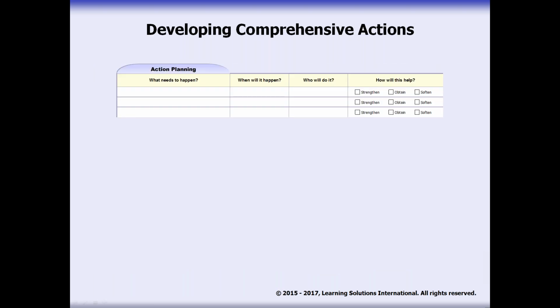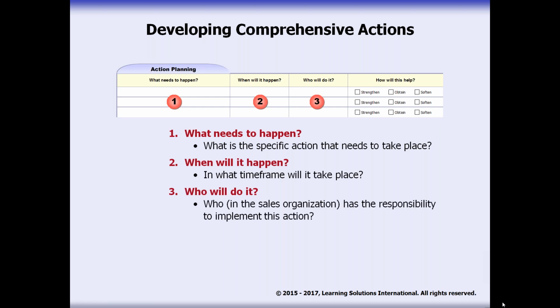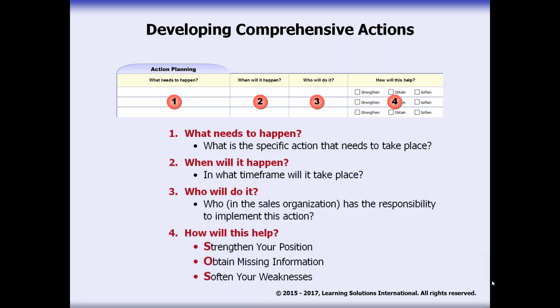Lastly, we're going to talk about developing comprehensive actions. And the actions really have a number of different parts to them. What needs to happen? What's the specific action that needs to take place? When will it happen? Who will do it? Who in the sales organization has the responsibility to implement this? And how will this either strengthen our position, obtain some missing information from the client, or soften any weaknesses? And actually, you could check all three boxes in some cases. So it may apply to all three of those areas.